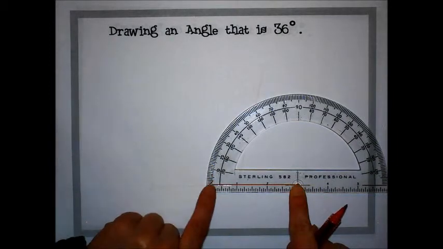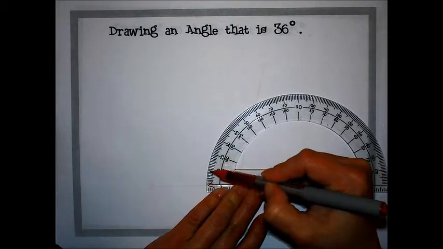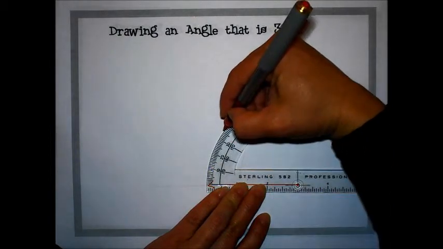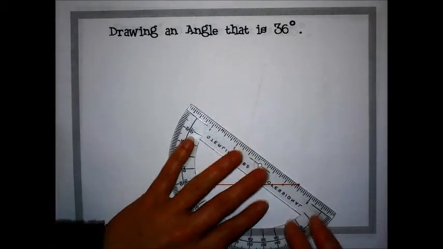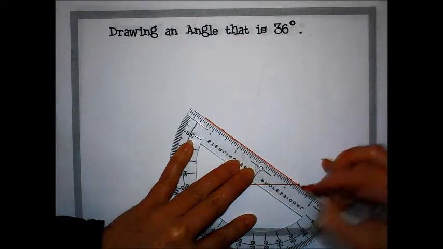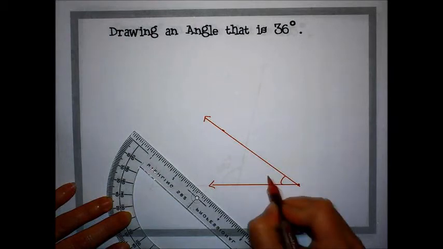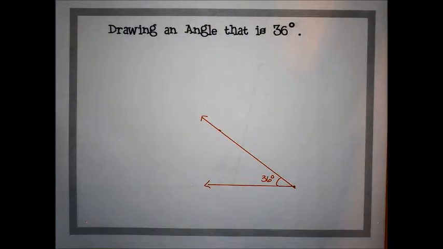Since my ray is pointing to the left, I'm going to start at the left, and I start with 0, so that's my outside numbers. So I'm going to go around 10, 20, 30. Here's 35, here's 36. I'm going to put a tiny hash mark at 36. Then I'm going to use my protractor to connect my hash mark and my vertex. Don't forget your arrow. And then I have an angle that measures 36 degrees.